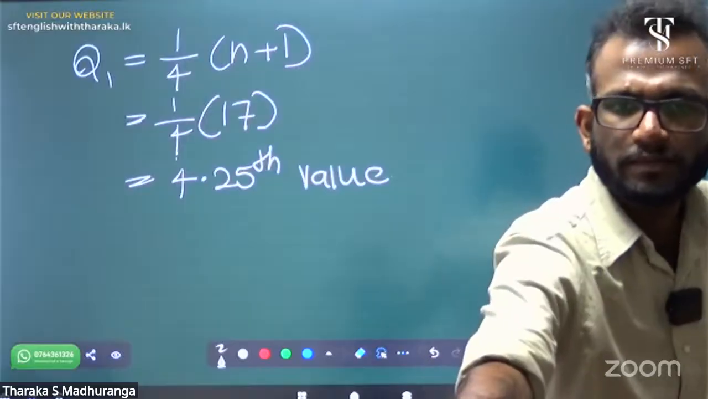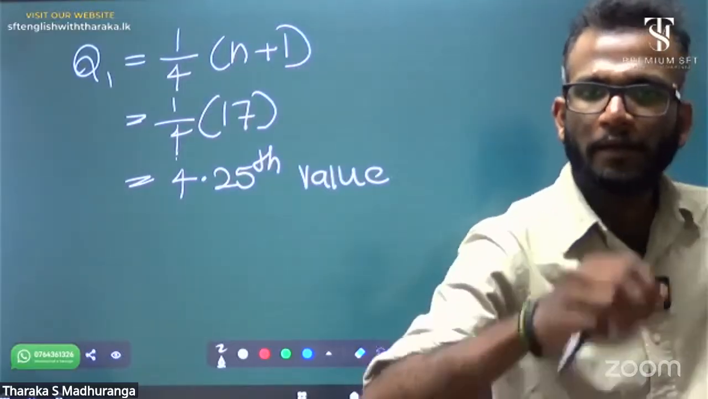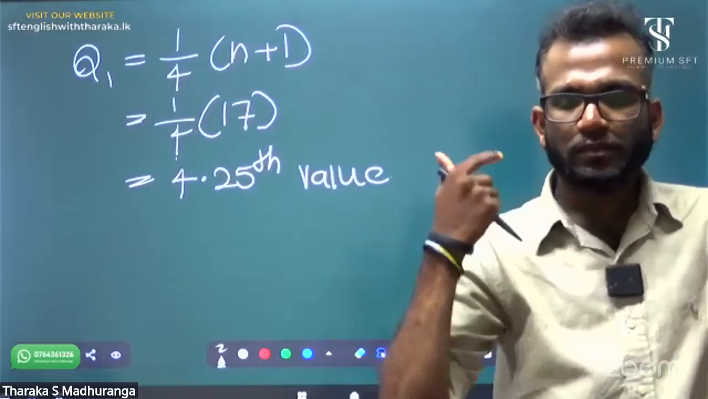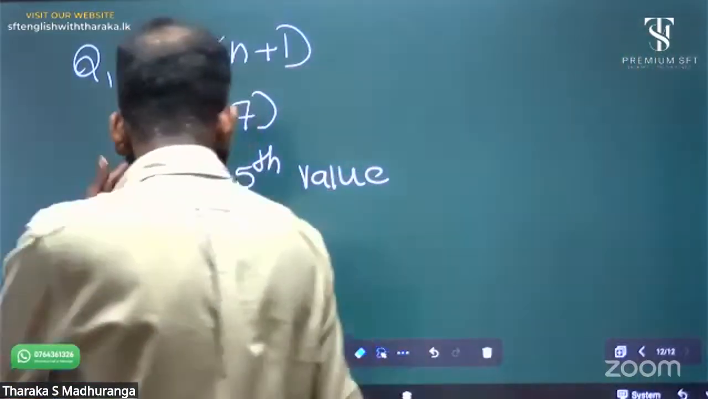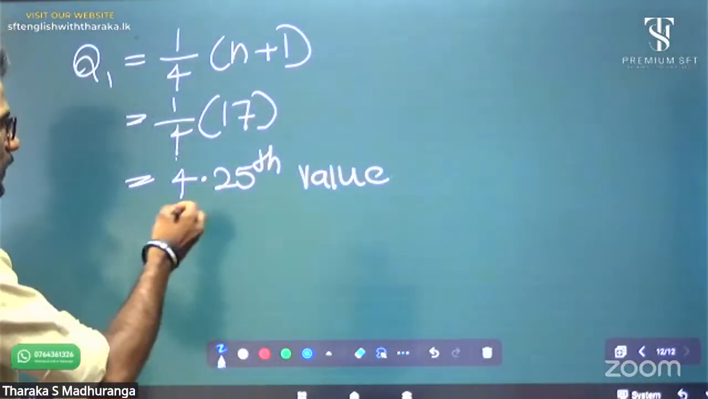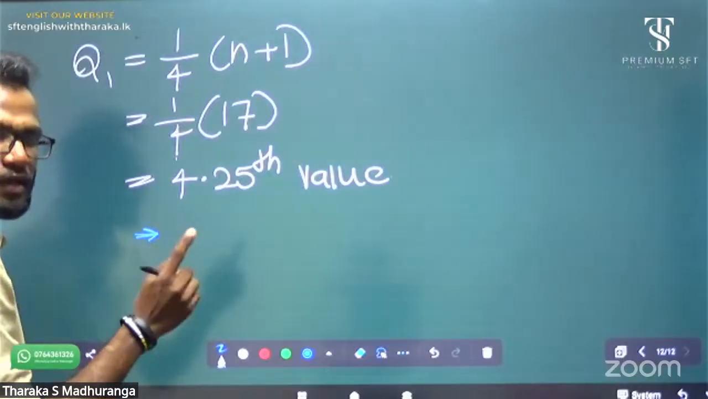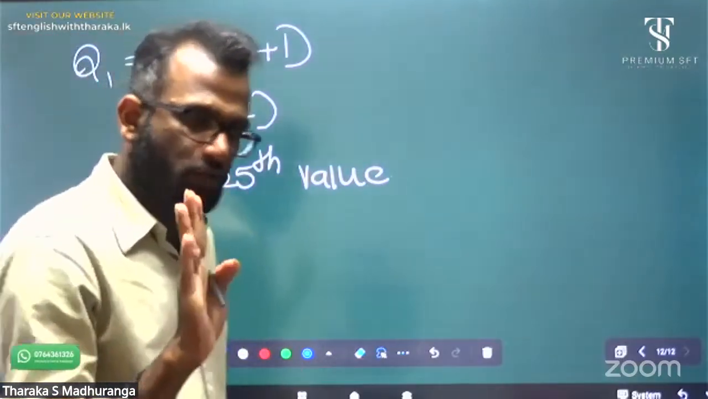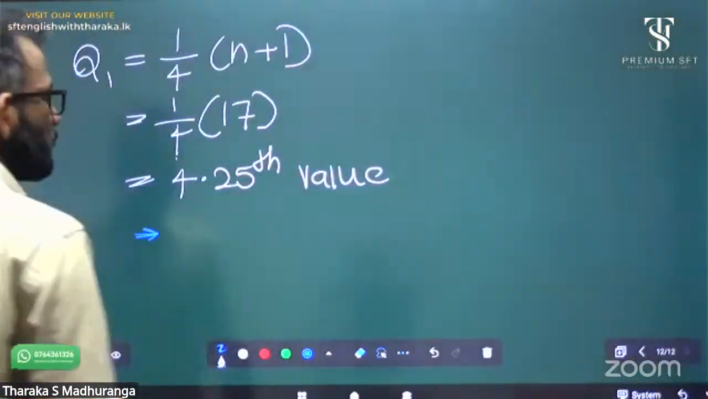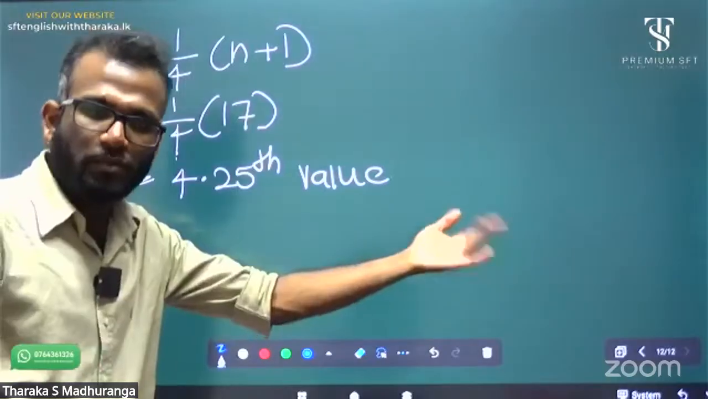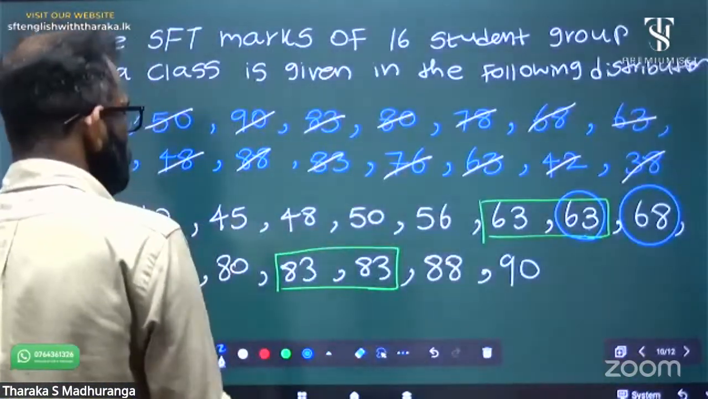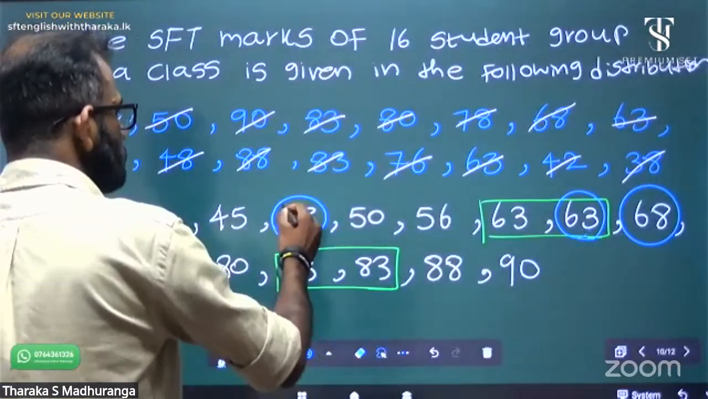Any idea? Do you have any idea? Okay, this is the method. There are different types of method, and I will show you an easy method. The 4.25th value is definitely more than the fourth value. So first I can find the fourth value. The fourth value is 48.